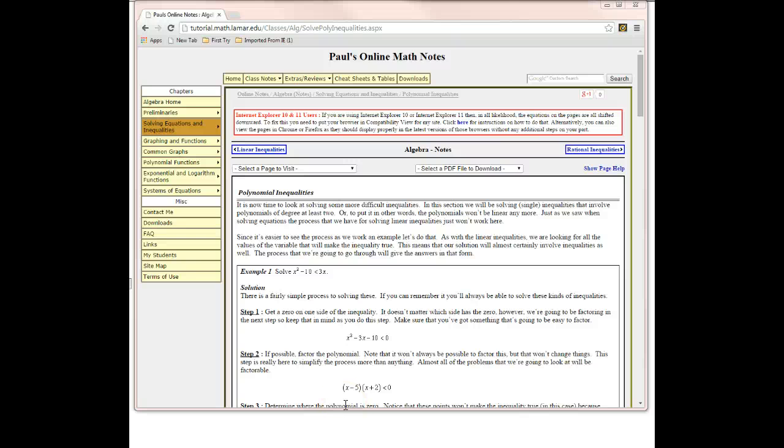Okay, we're going to work a couple examples here of polynomial inequalities as well as rational inequalities.